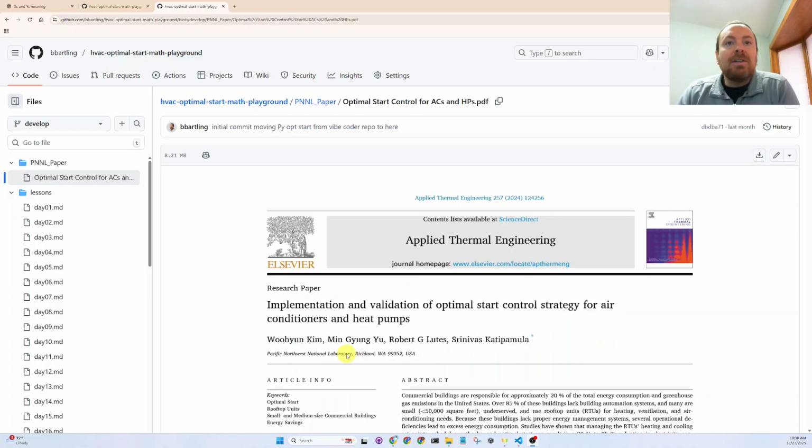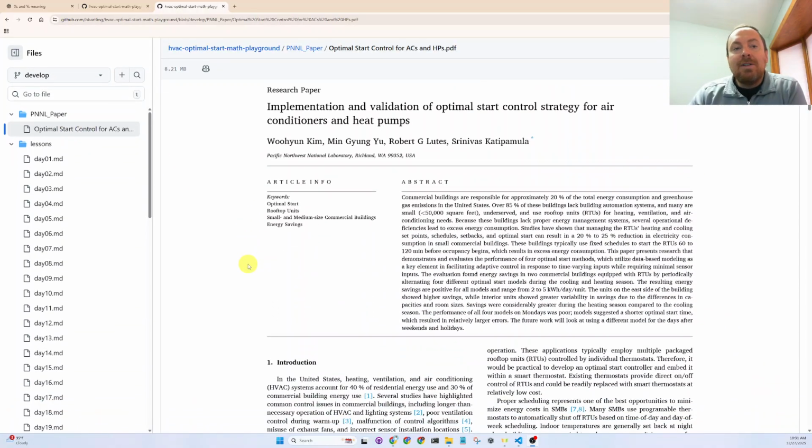So we're studying mechanical engineering theory here for optimizing how long it takes to start an HVAC system before the building is occupied to condition the zones. We're going off of this research paper, so it's a good read. It's on the repo, which I'll link in the notes. Check it out. PNNL, they put out a lot of good stuff.